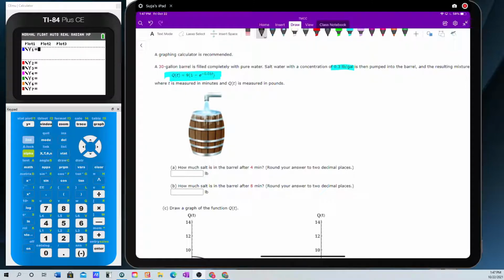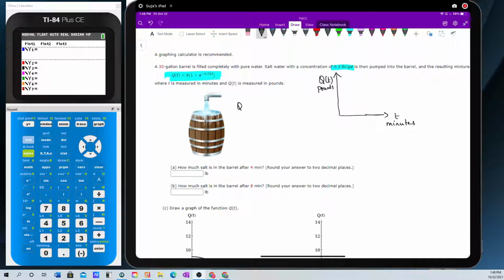So keep in mind, when I graph, my x-axis is going to be the time, which is the independent variable, and y-axis is going to be the amount of salt in the barrel, which is Q of t. Where t is measured in minutes, and Q of t is measured in pounds. So the first question is asking how much salt is in the barrel after 4 minutes. So what I have to do is find what Q of 4 is.